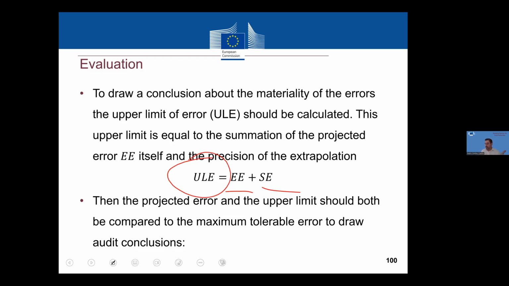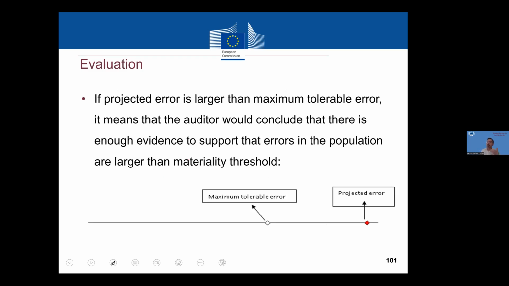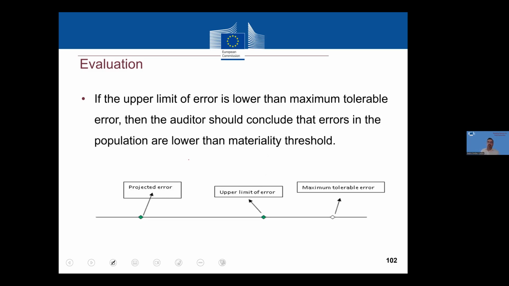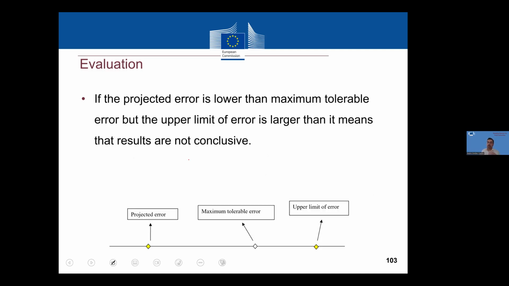And then my final job is to compare both the projected error and the upper error limit with the materiality threshold. If they are above, we conclude the population contains material errors. If they are both below, we conclude the population does not contain material error. If one is below and the other one is above, results are not conclusive, and we have to do some kind of additional analysis work or whatever in order to make them conclusive.